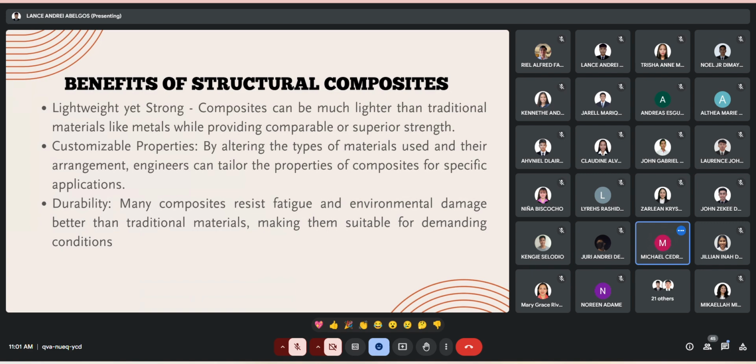So to sum it all up, structural composites combine different materials to create strong, lightweight solutions tailored for specific engineering challenges across various industries. Thank you po.